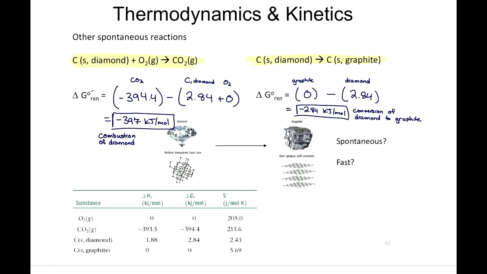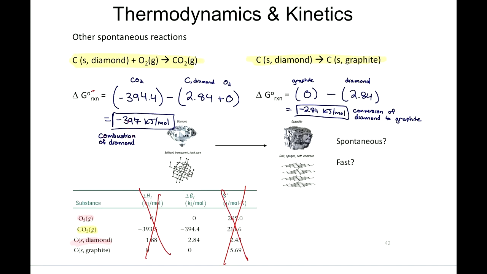We're going to assume it's at standard conditions, so we don't actually have to use delta H or delta S values. We can just use the delta G values of formation. I already did the calculation for you, where we take CO2, that's our product, and subtract the two reactants, O2 and diamond. O2 is already in its most stable state, so it has a free energy of formation of 0. So CO2 minus diamond, the combustion of diamond is almost negative 400 kilojoules per mole.